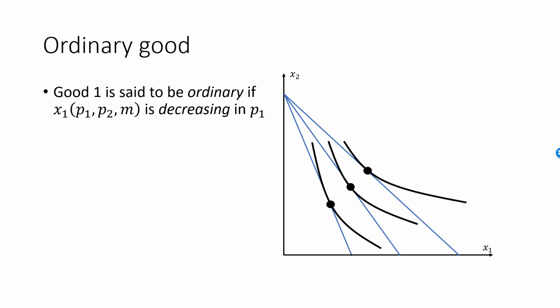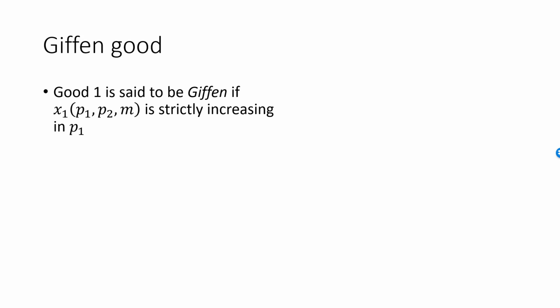As you can see, the demand for good 1 has decreased and good 1 is ordinary. The demand for good 2 has decreased as well in this example, but since this is not due to an increase in P2, we cannot say if good 2 is ordinary or not. If the demand for good 1 is strictly increasing in P1, then we say that good 1 is a Giffen good.